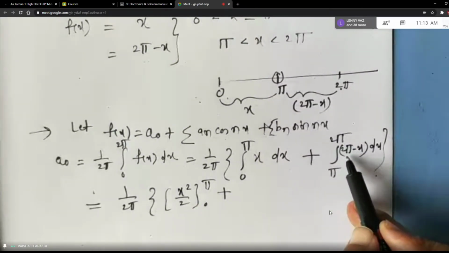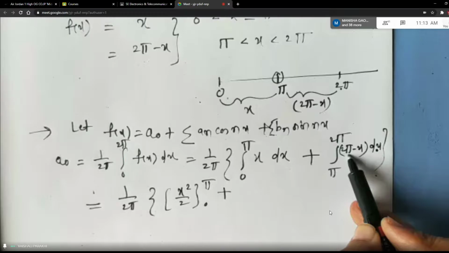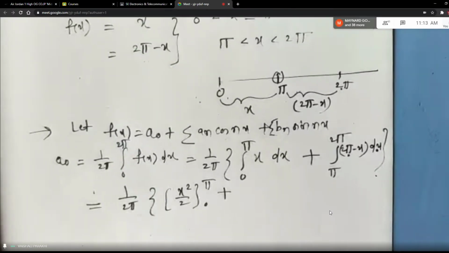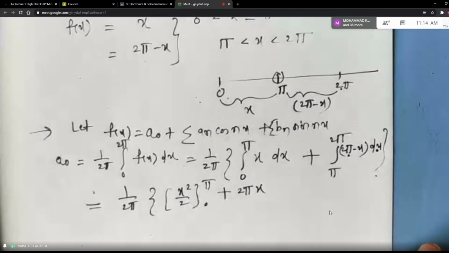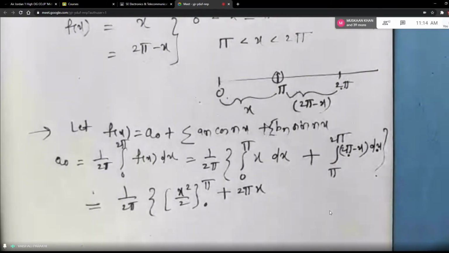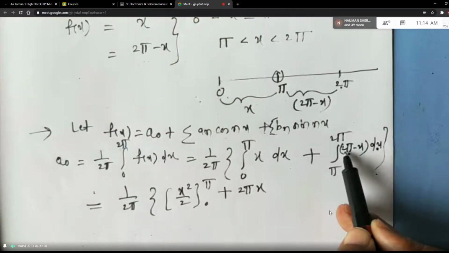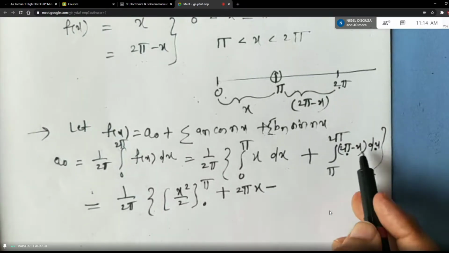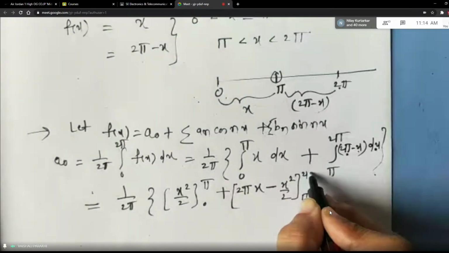Plus. Now see students, this is 2 pi minus x dx, right? Now what is integral of 2 pi dx? Anybody quickly? Nishant? 2 pi x. Yes, 2 pi x. 2 pi is constant students and integral of dx is x. New students, integral of a constant is constant into x. So if you open the bracket, it will be 2 pi dx. Integral of 2 pi dx is 2 pi x minus integral of x, which is x square by 2. Limits are from pi to 2 pi.